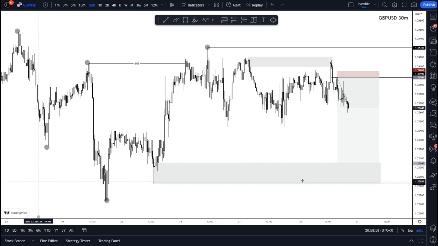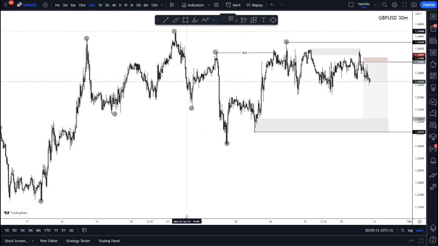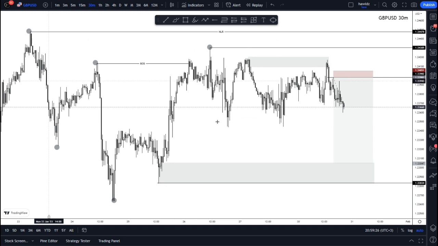Should this low be broken, then we would finally be convinced that price is shifting back bearish once more. And should this high be broken, we should be convinced that price still wants to go bullish, targeting this potential high right here as its next liquidity run. So let's just mark this as NLR, which is the next liquidity run.